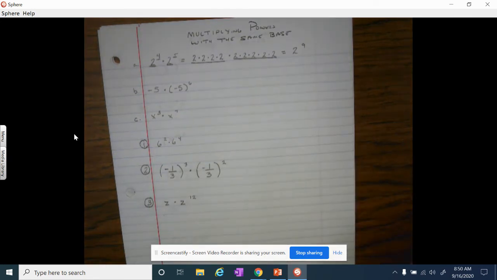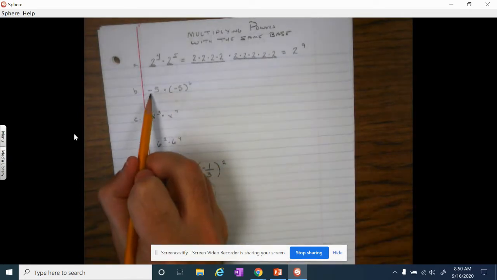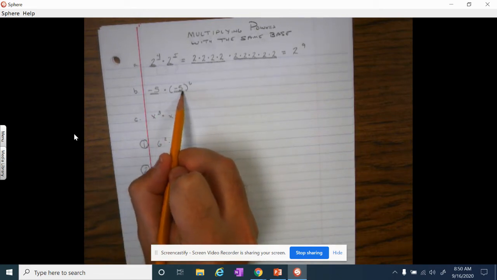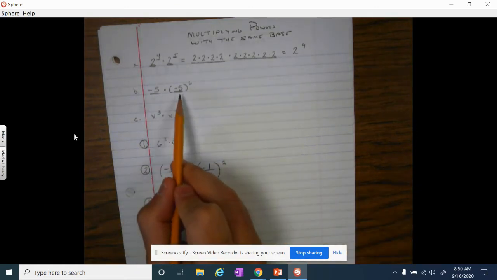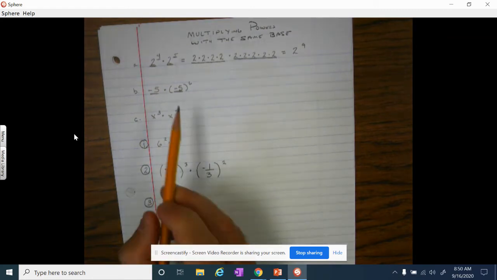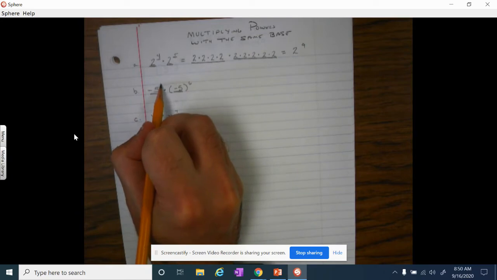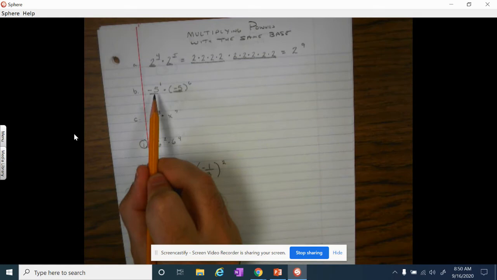When I look at the second example, I've got negative 5 times negative 5 to the 6th power. Well, negative 5 and negative 5, I can clearly see that I have the same base. However, what I do not see is an exponent with this first base. And so when you do not see an exponent, your exponent is always going to be 1. So this is really negative 5.